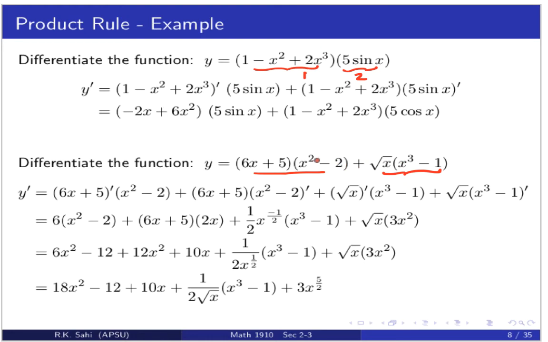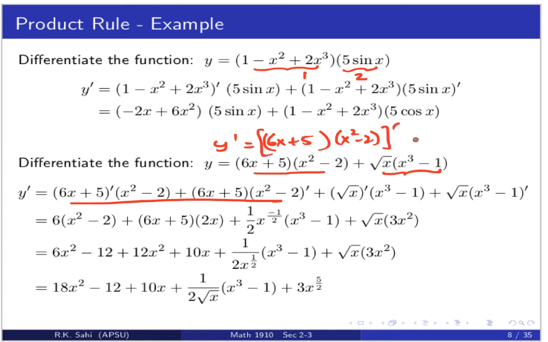So what you're basically going to do is, when you take the differential, the first thing we apply is we're going to take the differential of this expression plus the differential of this expression. I just kind of saved space. So your y prime, what I've done is the first expression is this. So y prime is this, 6x plus 5 times x squared minus 2. Because first you apply the sum and the difference rule, remember, plus square root of x times x cubed minus 1.